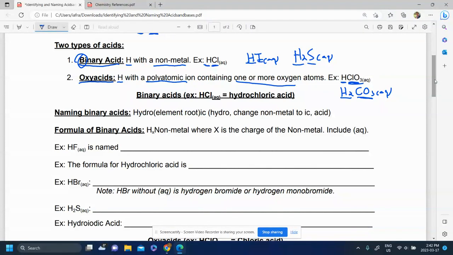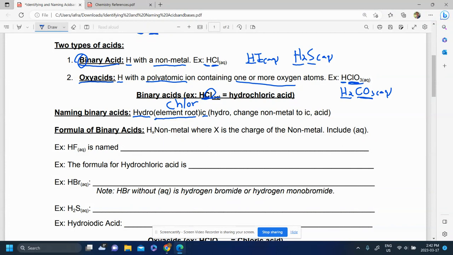We're going to start off with the naming and formula writing rules for binary acids like HCl. So if you want to name a binary acid, you put the prefix hydro in the front. You put the element name root. So for example, chlorine, the root is chlor. You replace the ending ine by ic. So hydrochloric, and then you put the word acid. Hydrochloric acid.